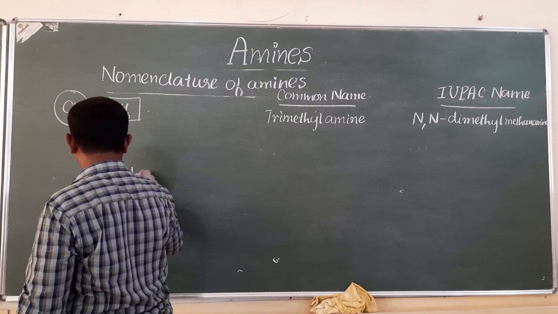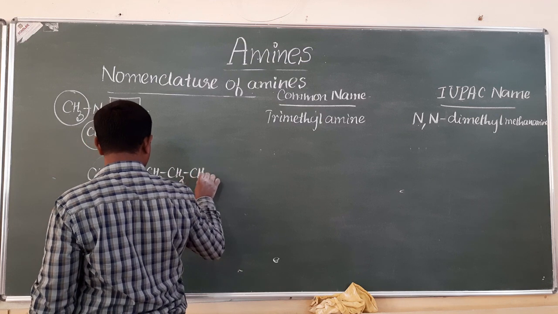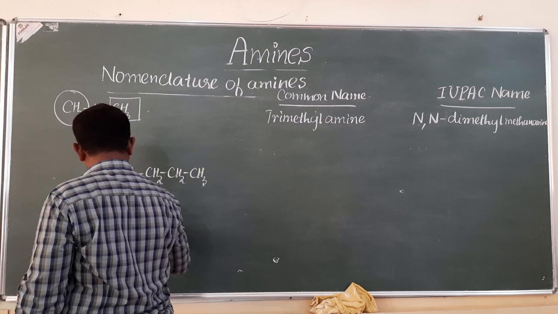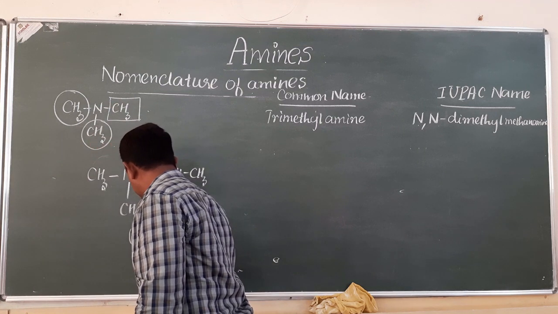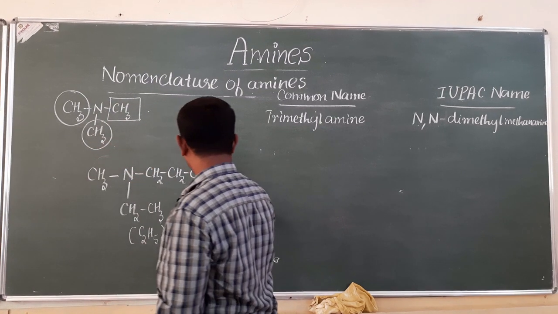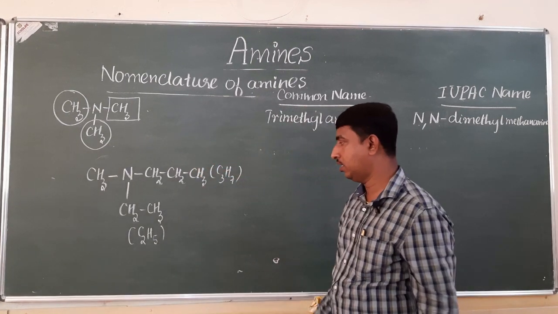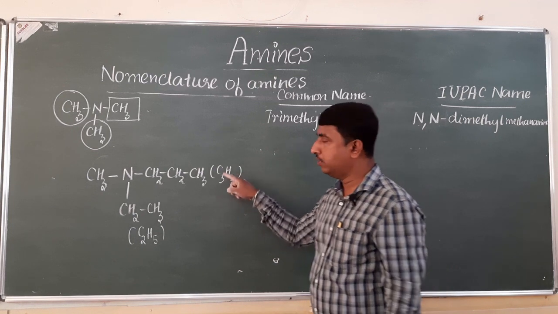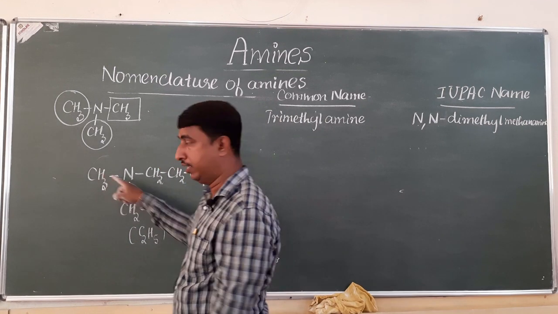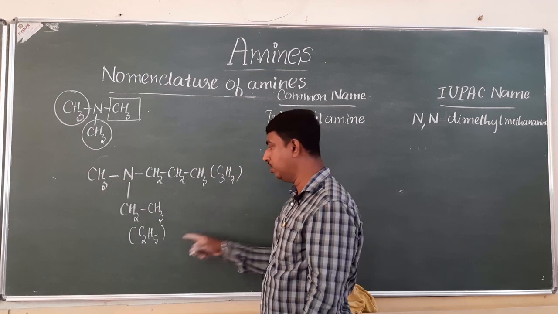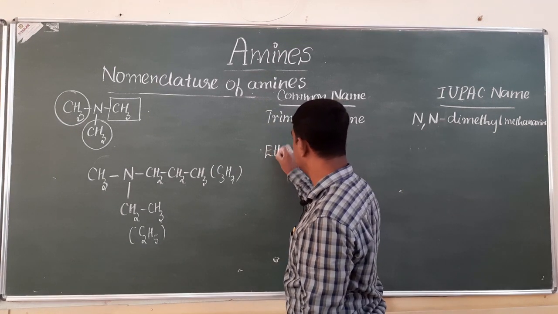CH3, N, CH2, CH2, CH3. This is CH2, CH3, which means C2H5. This is C3H7, the common name. Write the names of the substituent groups in alphabetical order. See, this is methyl, C3H7 is propyl, and C2H5 means ethyl. So ethyl should come first.